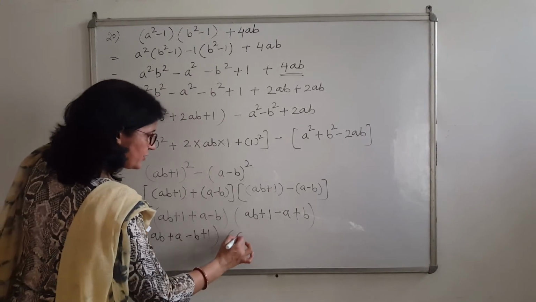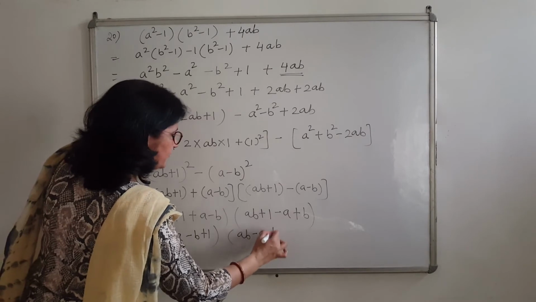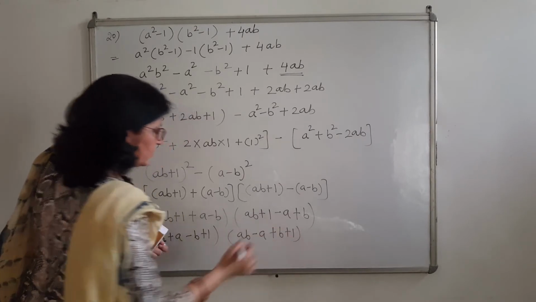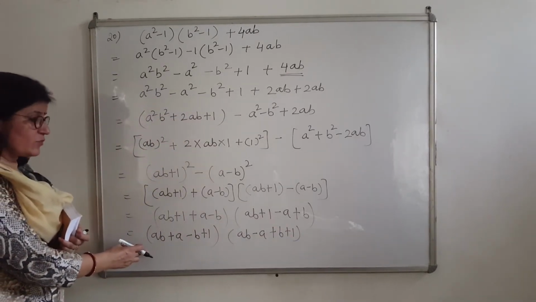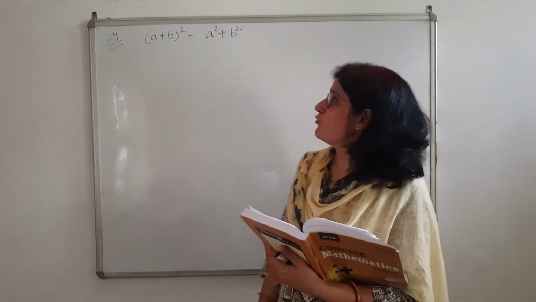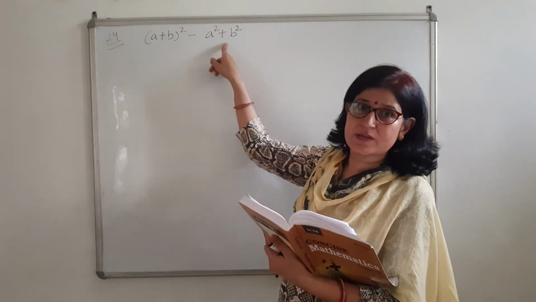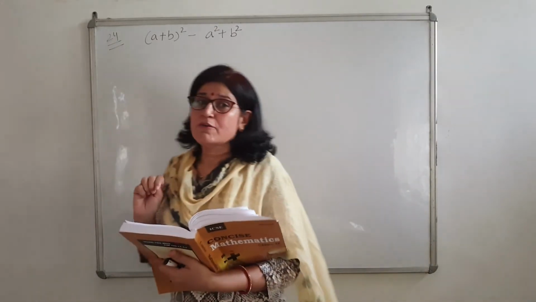Here also we arrange ab minus a plus b plus 1. So we cannot factorize this more. This is your answer. Now question number 24. In this question, a plus b whole square minus a square plus b square is given. There are two methods. What will we do?